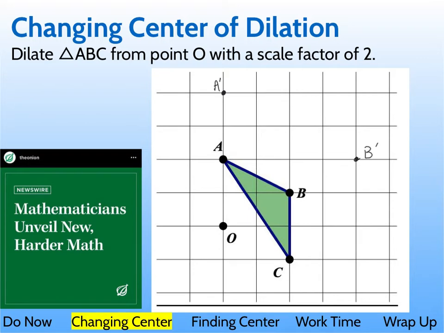Now we're going to do the same thing to get to C, except here we have to go down 1, over 2. And we just do the exact same thing again. So you go down 1, over 2, right there, C prime. And there we have it, triangle A prime, B prime, C prime.